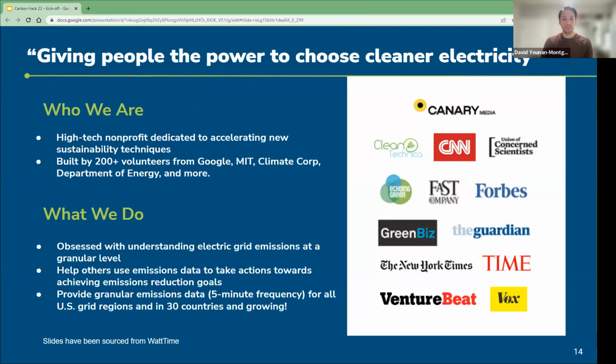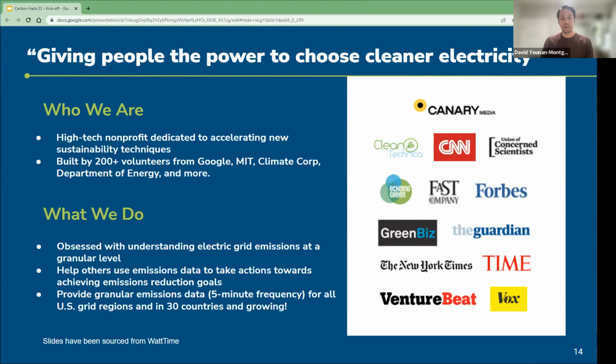Great. So my name is David Younan-Montgomery. Really happy to be with you all today. I work on partnerships with What Time. We are extremely excited to be supporting the Green Software Foundation and creating tools for developers to help reduce emissions. As a nonprofit, that is our mission. It's what we wake up every day thinking about. And our focus is on helping our partners drive more real world impact.